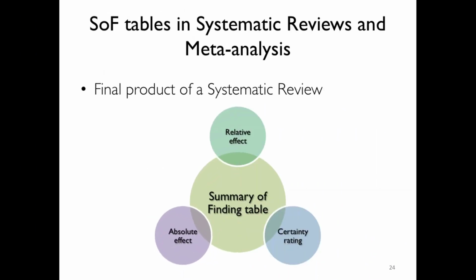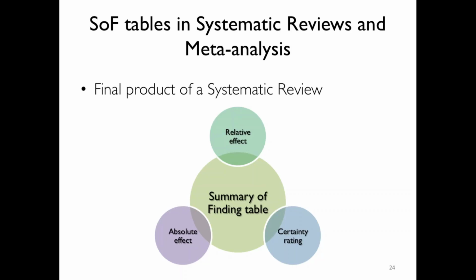What we have done over the years is develop what we call summary of findings tables, obviously the topic of today's presentation. This work started about 12 years ago as a collaboration of the GRADE Working Group and the Cochrane Collaboration. And essentially, summary of findings tables provide a brief synthesis in a tabular format of the key findings of the systematic review.